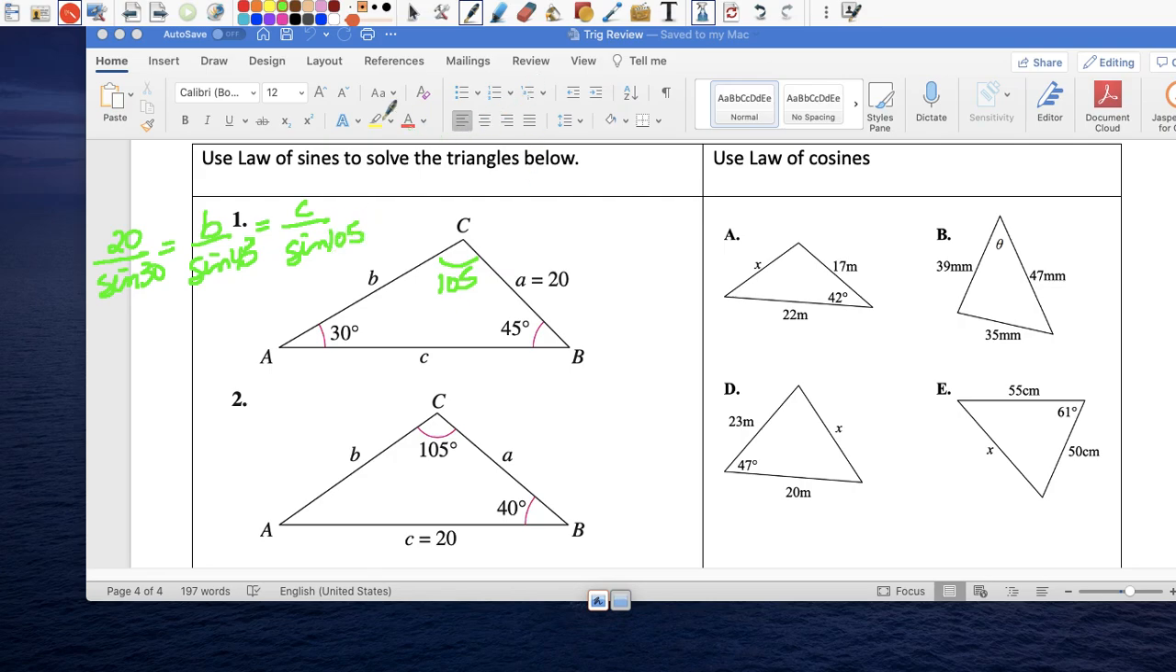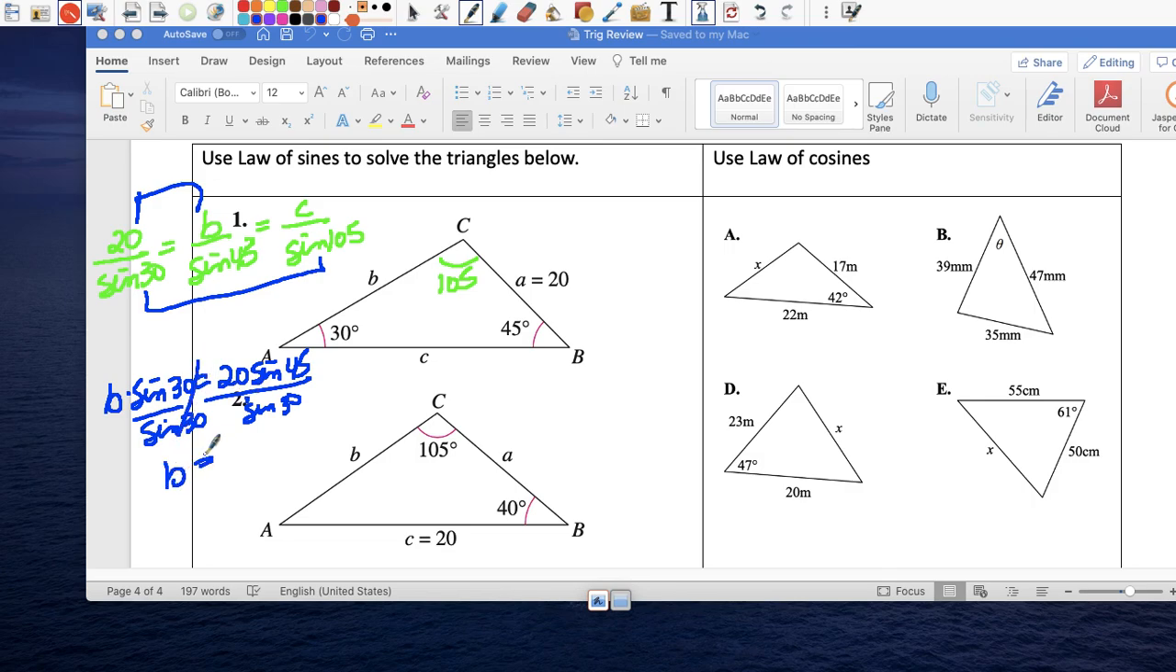All right, so now you're going to have to do two proportions, these two and maybe these two later. So let's do the first one. b sine of 30 equals 20 sine of 45. We're going to divide both sides by sine of 30. And b is going to give us 20 times sine of 45 over sine of 30. Enter, so that's going to give us 28.28.